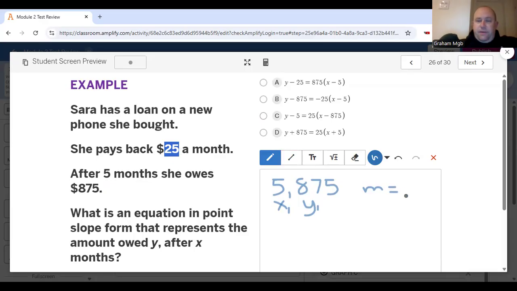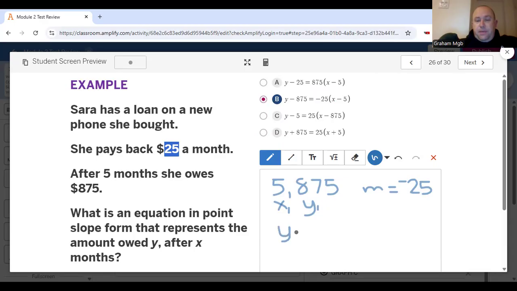Now, it says 25 here, and it's very tempting to want to just put 25 here straight away. And actually looking at some of these answers, I might think this is C or D straight away. However, she's paying this money back, so the amount that she owes is actually going down. So the slope's actually not 25 for this question. It's -25. And with that information, I know that it's not C and D, I know A is wrong straight away. I can actually go ahead and select B straight away.